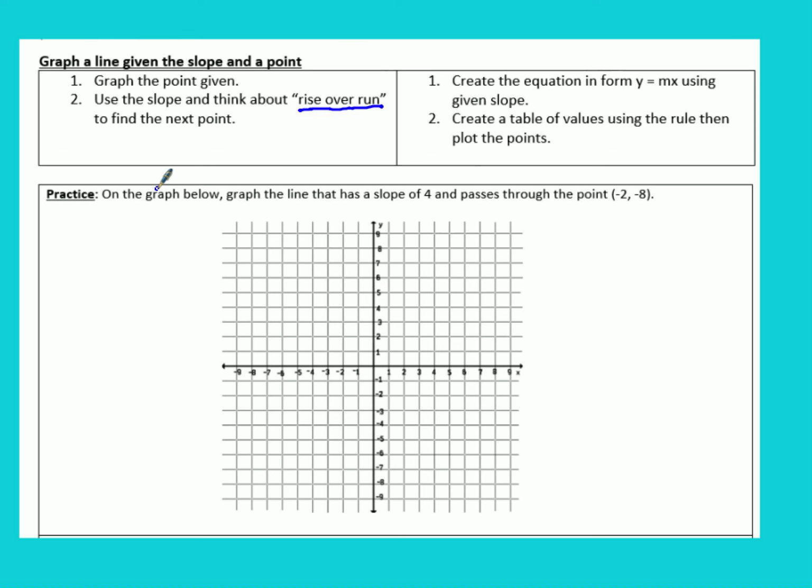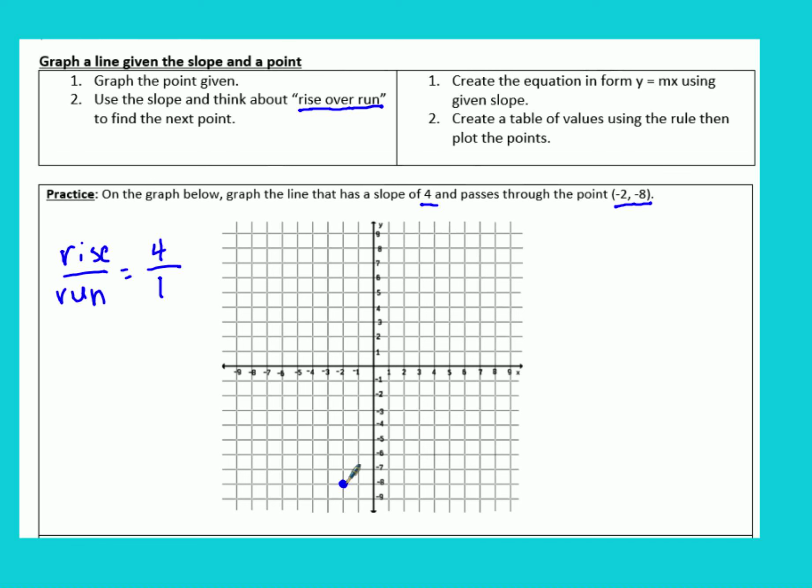So if you graph the point that's given, in this case we have the point -2, -8, that's going to be starting at the origin, 2 to the left, and then down 8, which is right here. And then my slope is 4. So remember, slope is rise over run. If my slope here is 4, that means my rise is 4, and the run is just 1, because 4 divided by 1 is equal to 4. So we can write it in this form.